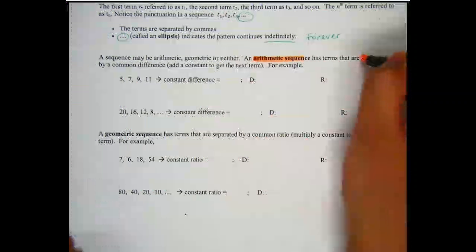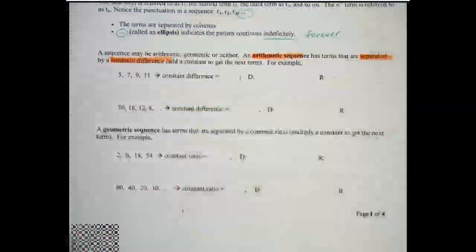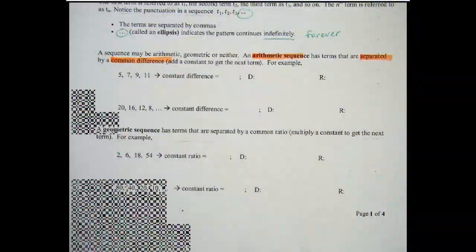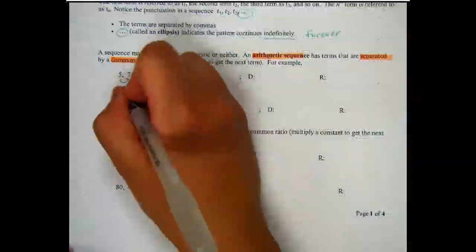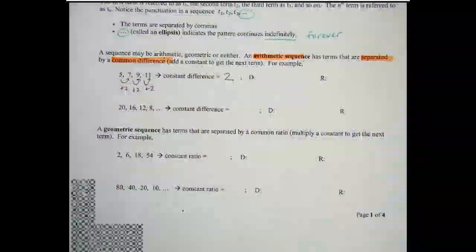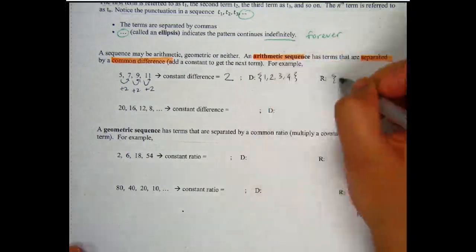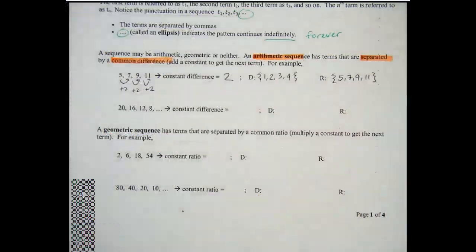So as I said at the beginning, a sequence could be arithmetic, geometric, or neither. An arithmetic sequence has terms that are separated by a common difference. So that means you have to add the same number every time to get the next term. So in the example 5, 7, 9, 11, you would have to add 2 every time to get the next term. So that 2 is your constant difference. The domain for this sequence would be, again, there are 4 terms, so 1, 2, 3, 4. And the range would be the terms themselves, so 5, 7, 9, 11.